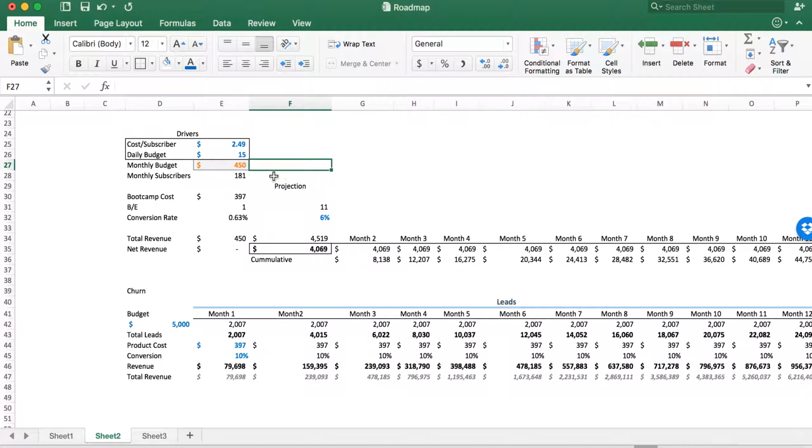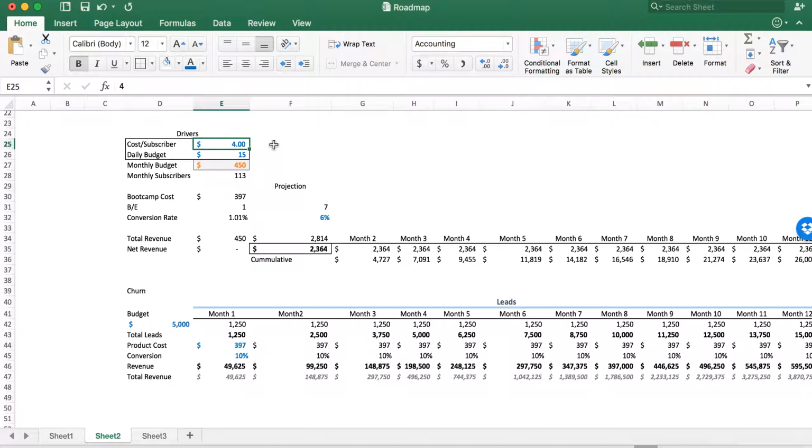So what we did right here is we said, okay, I have a cost per subscriber number. That's the $2.49 right here. That's how much it costs me to acquire a new subscriber. That's a pretty good number. You guys might have numbers like $5, you could have $1.50, you could have something in the mid $3.50 to $4, right? But the key here is to understand what this cost per subscriber is.